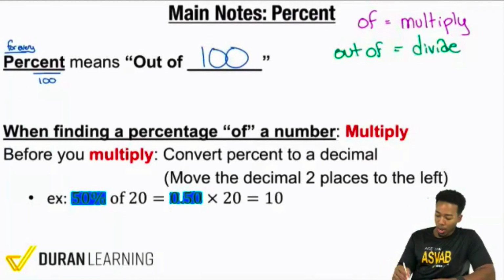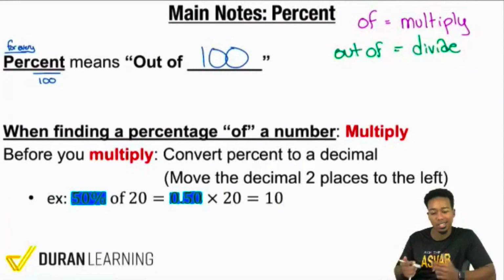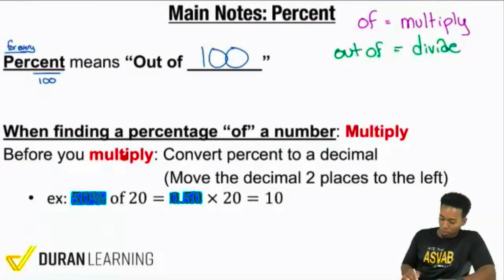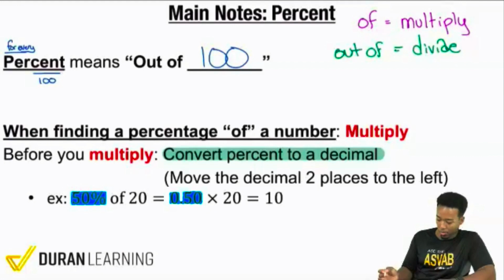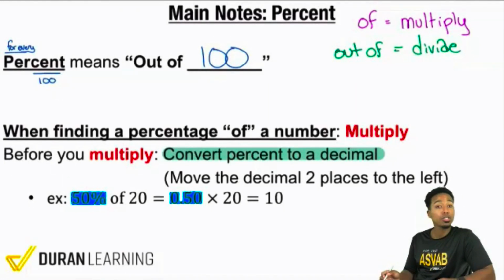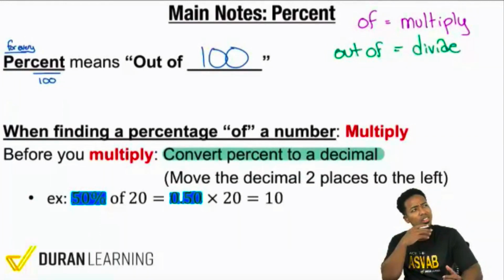Now, let's get into this example over here and start acclimating ourselves to this idea. Before you multiply, there are some things you need to do. One, convert the percent to a decimal. I'm going to show you some mental math techniques that are going to be very useful. But long story short, when you're converting the percent to a decimal, remember that percents are out of what number again? Yeah, 100.